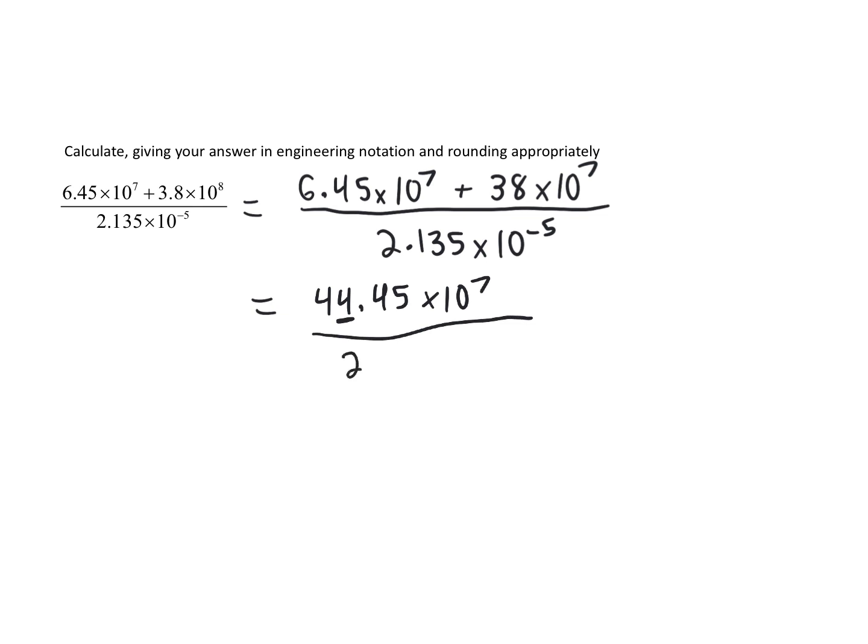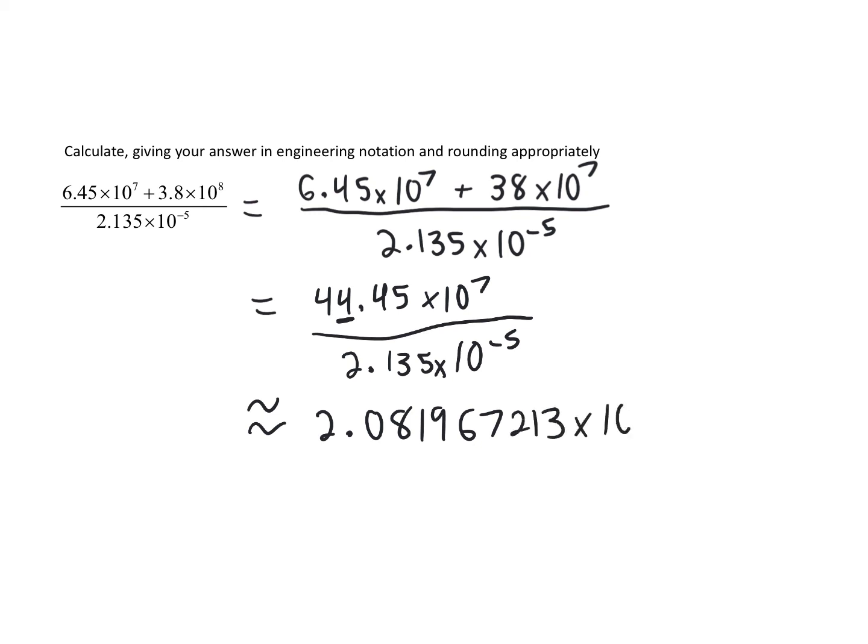The numerator stays the same, and we can now look at doing the division, giving us 2.081967213 times 10 to the 13. But we have 2 significant digits in the numerator, 4 significant digits in the denominator, so we should only have 2 significant digits in our answer. So this would round to 2.1.